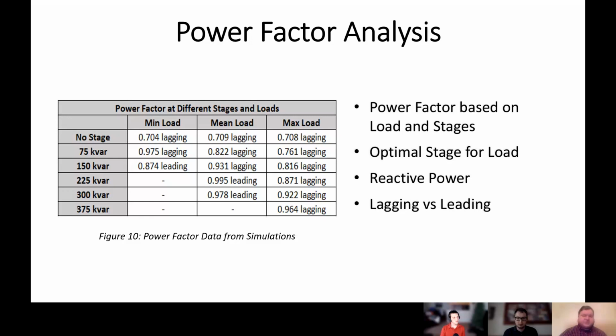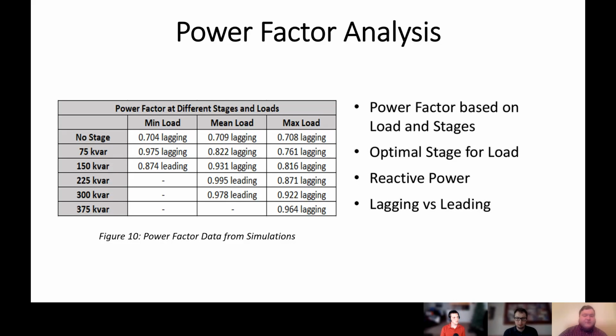As you can see, there's a no stage row, so if we're not applying any power factor correction, at minimum load we're only getting 0.704, which is pretty bad. But if we add 1 stage, like stage 2, which is 75 kVAR, our power factor jumps all the way to 0.975, which is fantastic. And then we've got lagging and leading, and I'll show you a little more of that on the next slide, how we determine that.